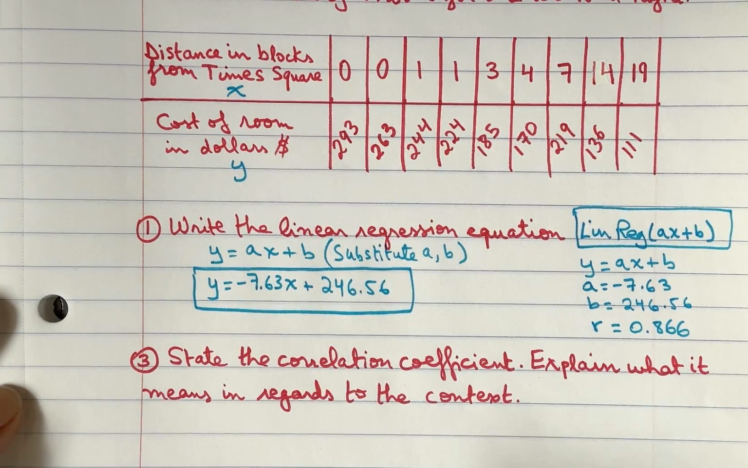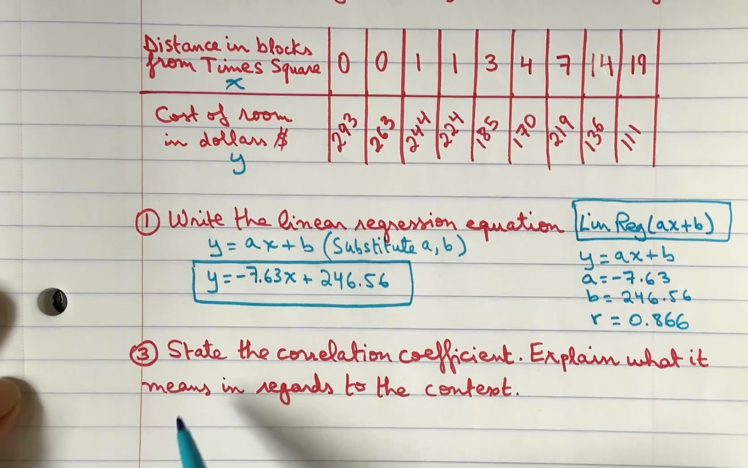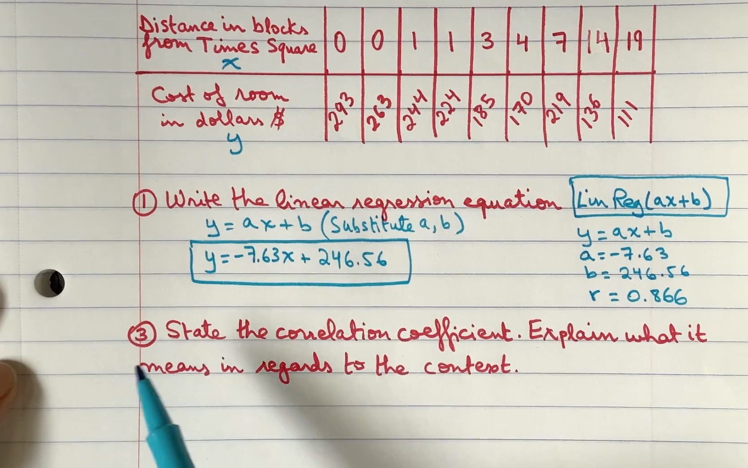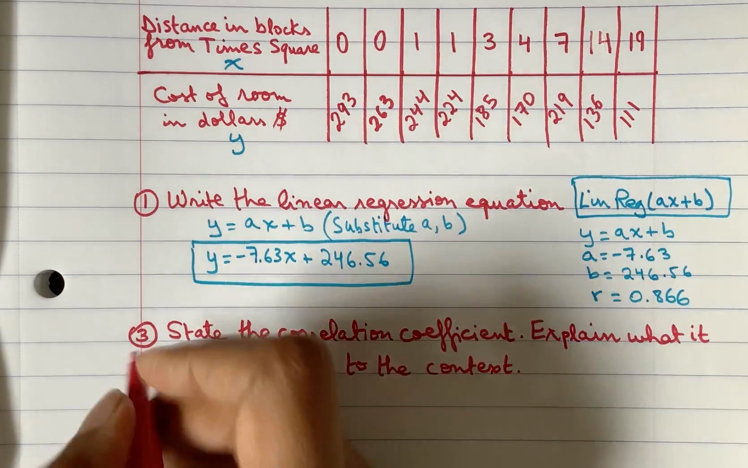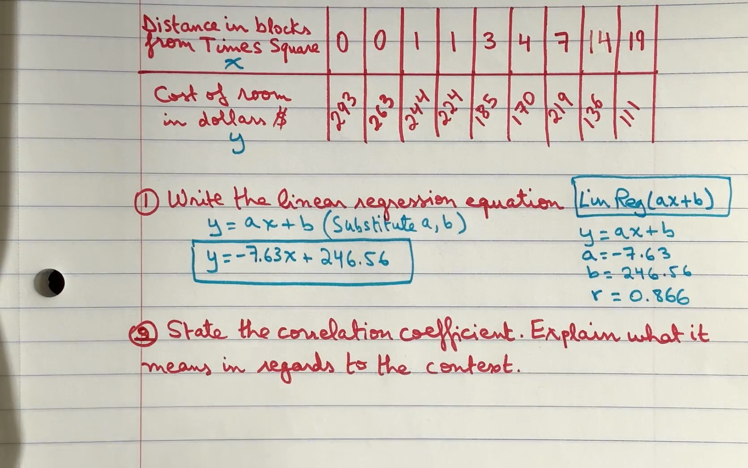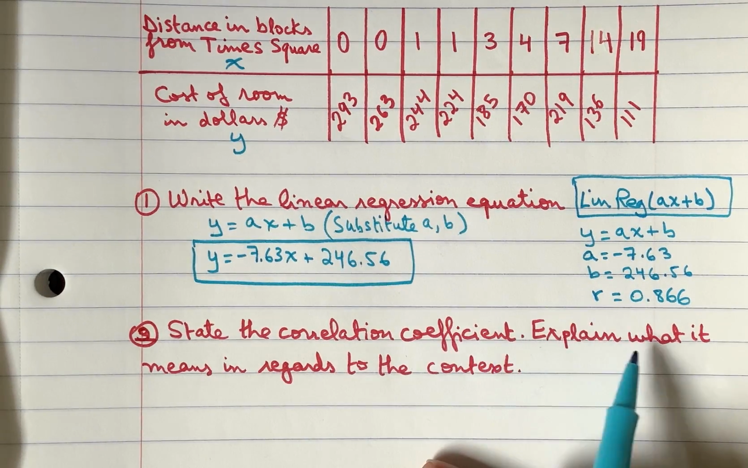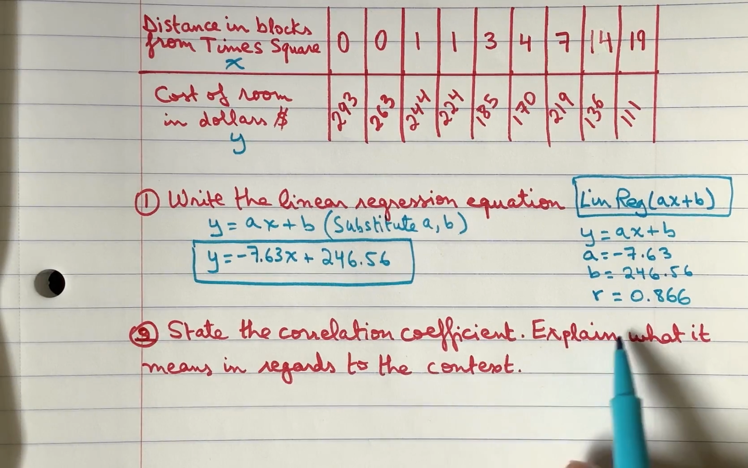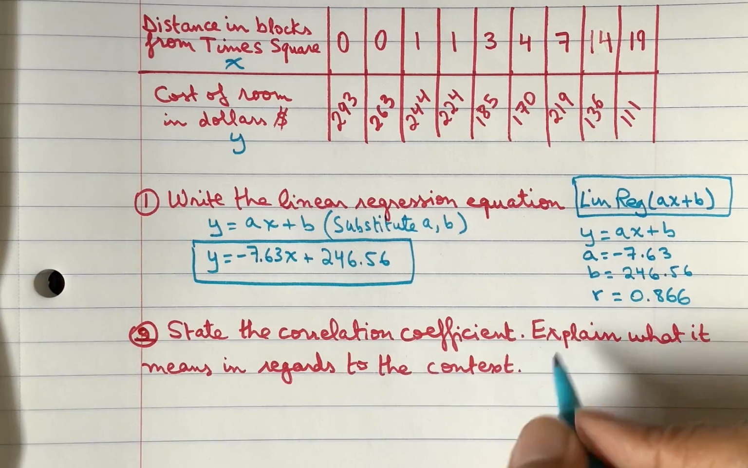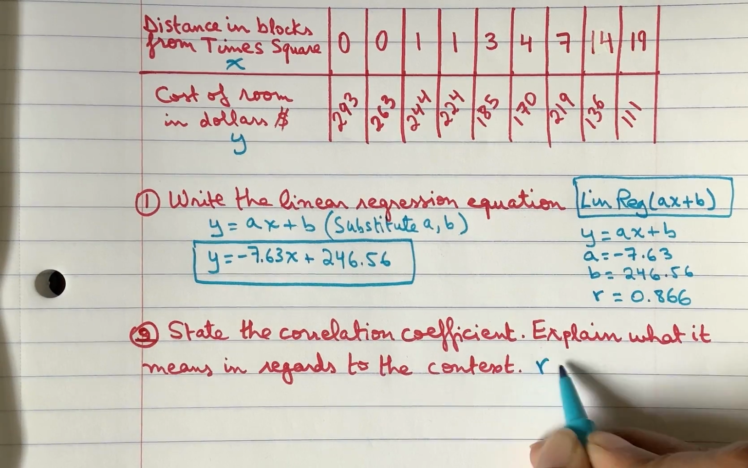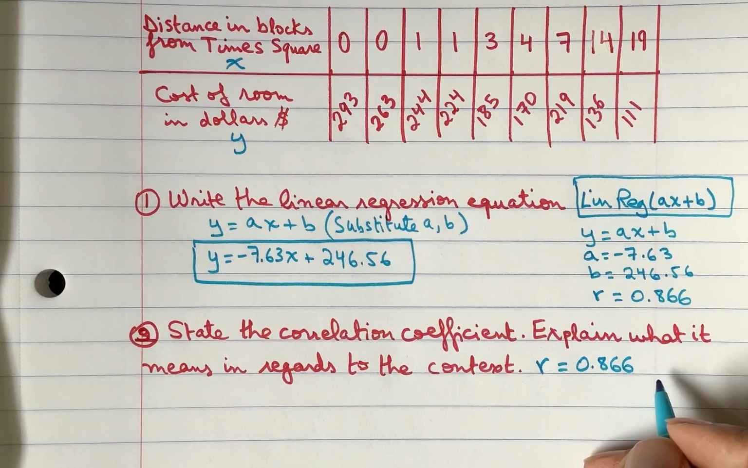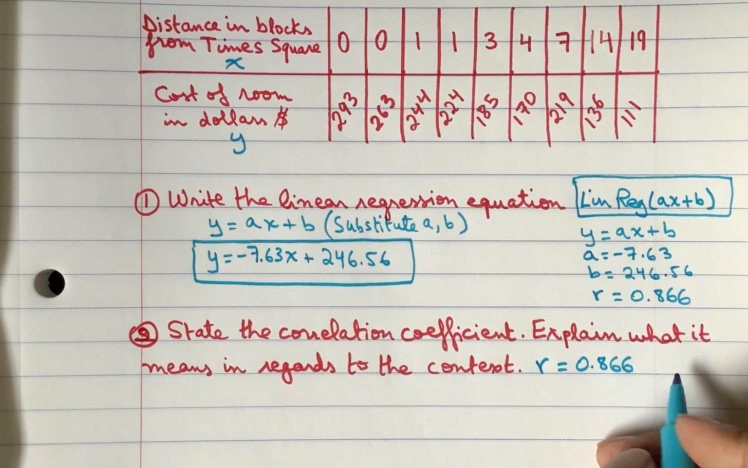Now this is another question. I think we can say that this is question number 2 here. Question number 2 says, state the correlation coefficient and explain what it means in regards to the context. So our R value is 0.866, so you're going to state that first. You can say R equals 0.866. And what does it mean in the context?